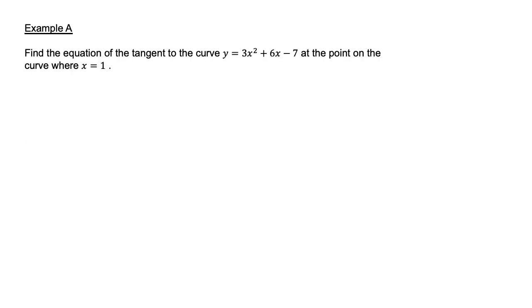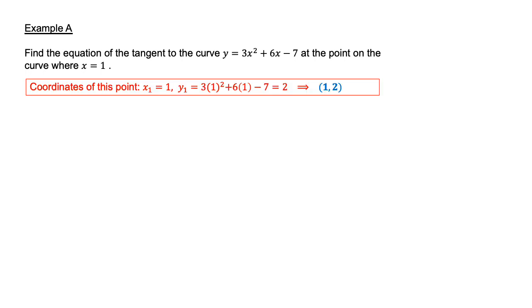So let's look at a specific example. Find the equation of the tangent to the curve y equals 3x squared plus 6x minus 7 at the point on the curve where x equals 1. So we need to work out what the y coordinate is because we haven't been given that. So we substitute 1 into the expression 3x squared plus 6x minus 7, which in this case gives us 2.